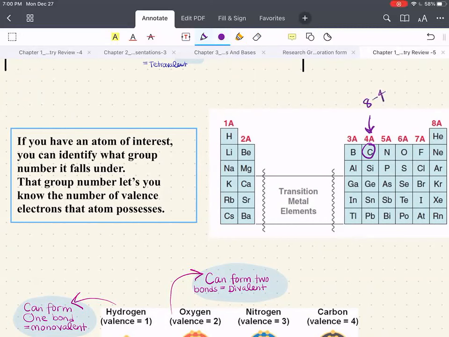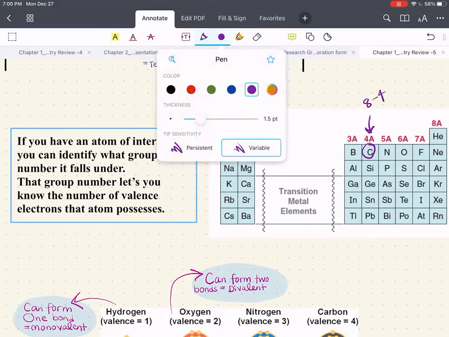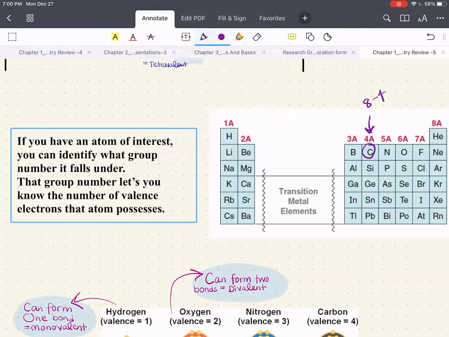What about nitrogen? Here's nitrogen. Let's do that in blue. Nitrogen is in 5A. That means nitrogen has 5 valence electrons. Well, how many bonds can nitrogen form? Easy. 8 minus 5, that's 3. Nitrogen can form 3 bonds.